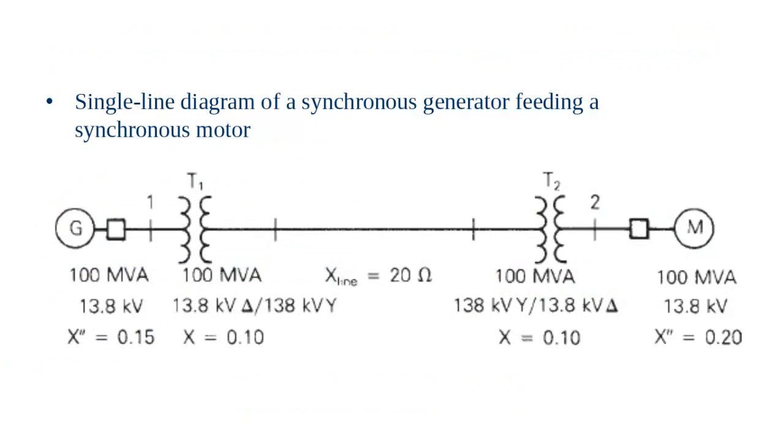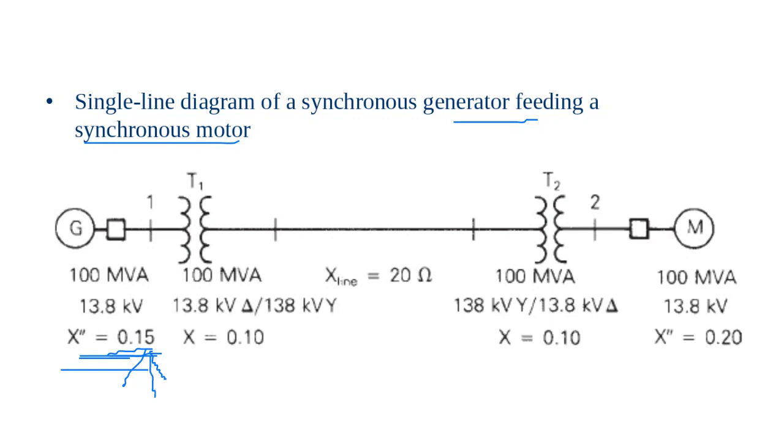A simple single line diagram of a synchronous generator feeding a synchronous motor. Okay, the generator nameplate gives these 0.15 values. Who will tell me now, is 0.15 in ohm or per unit? As no units are given, it's per unit. Okay, it's per unit.